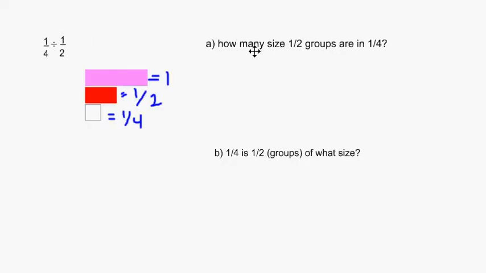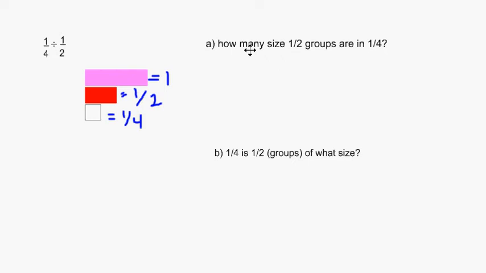So in our first example here, how many of size 1/2 groups can I make out of a quarter? I'm going to take my purple as my whole, because I need halves and quarters. So as soon as I know that I need quarters, I'd like to use the purple. So 1 is my purple, 1/2 is my red, therefore 1/4 is going to be my white.